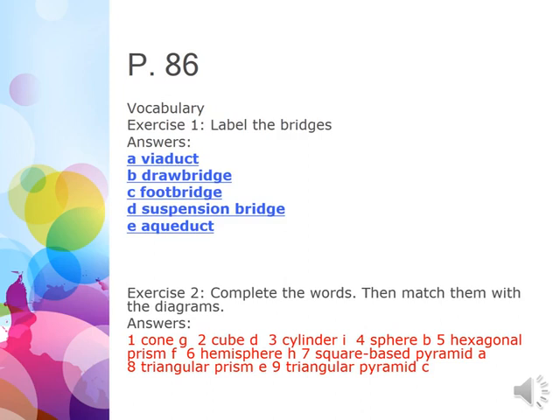For exercise 2, complete the words, then match them with the diagrams. We have words here or shapes, but there are some blanks in their spellings, so we need to complete them. First one is going to be a cone, then a cube, then a cylinder. You can continue all of them by copying these answers here.